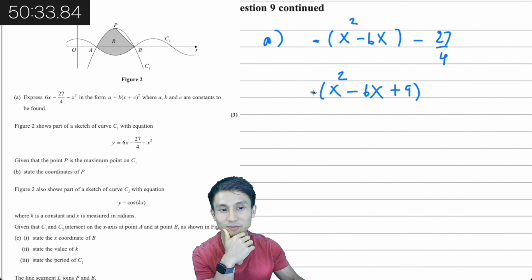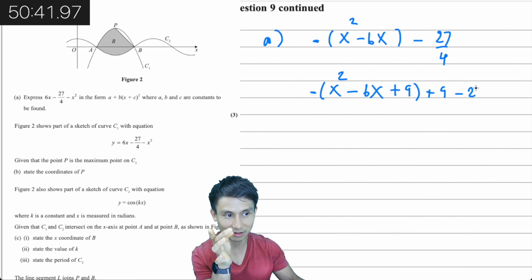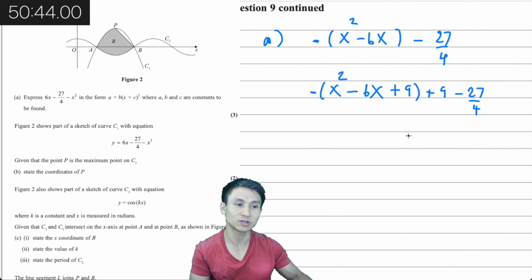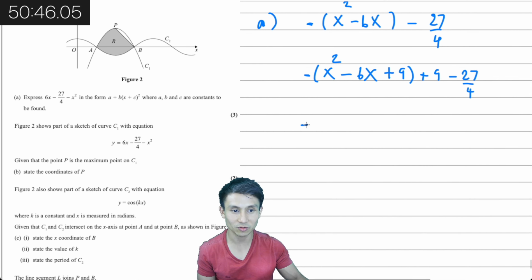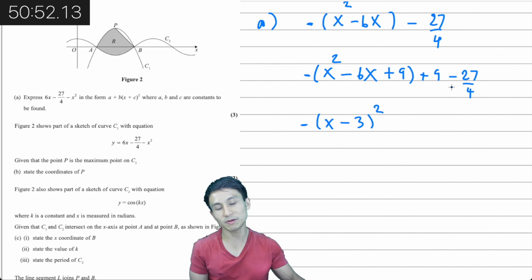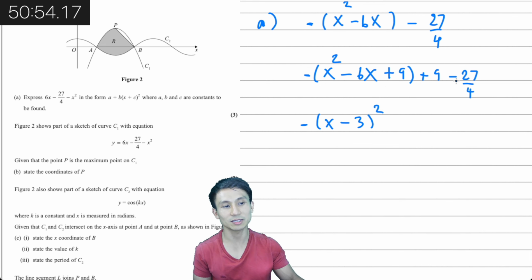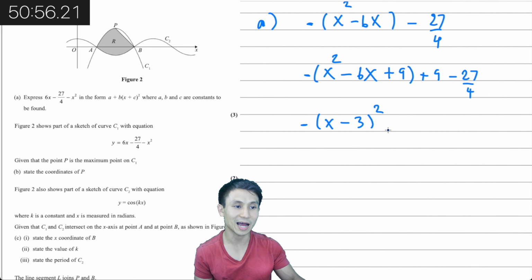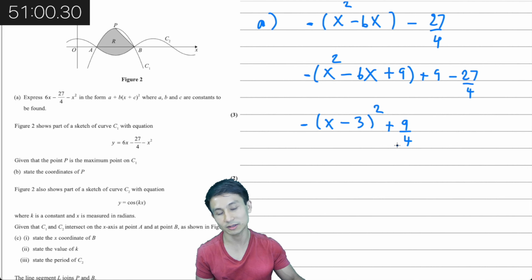Because there is a minus sign outside the bracket, if you put a minus sign back into 9, you get a minus 9. The way to compensate minus 9 is plus 9. And minus 27/4 is still kept. So here we go. This now becomes x minus 3 squared as a complete square. If you simplify the fractions, you get 36 minus 27, so that's 9. So I do plus 9/4 instead, right?